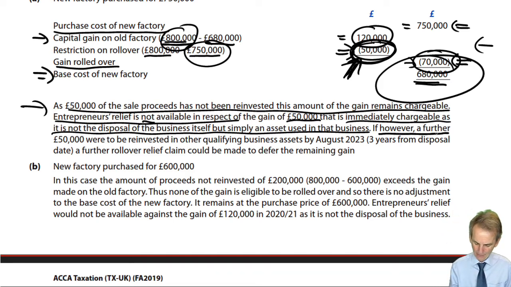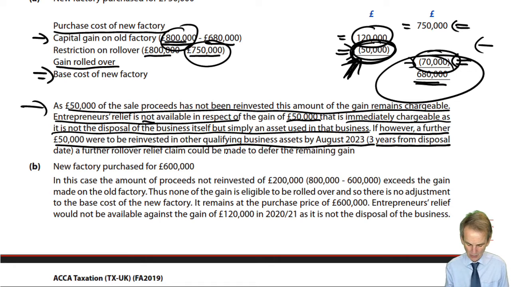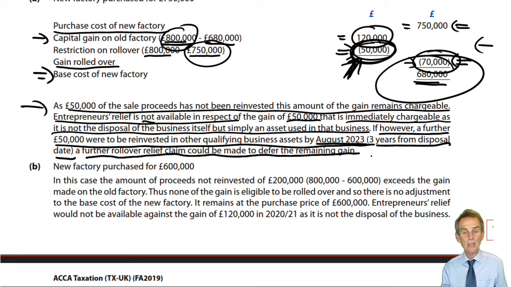But as we've said, if, however, a further £50,000 were to be reinvested in other qualifying business assets by the date 3 years from the disposal date, i.e. by August 2023, then a further rollover relief claim could be made to defer the remaining gain. That is an important practical issue and communication issue, but I say the only possibility of that is were it to be part of the planning style question, the 10-mark exercise in Section C. But if you're looking at this as a background to your advanced taxation studies, it's the sort of thing that could certainly come up there.